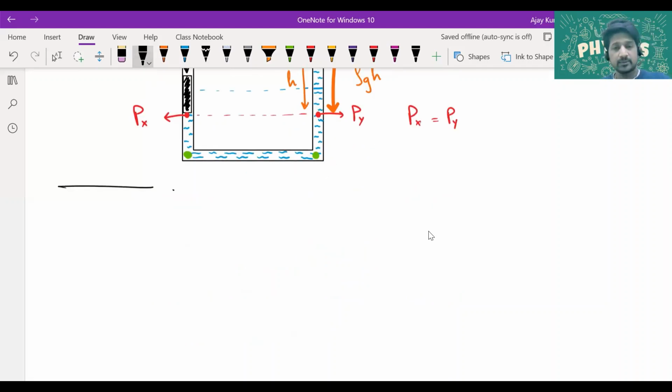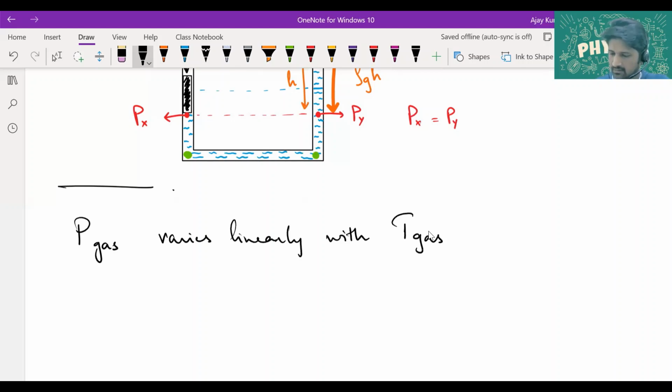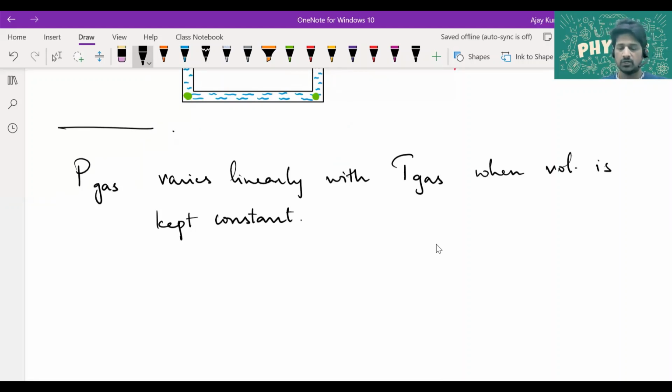It was found experimentally that the pressure of a gas varies linearly with the temperature of the gas, when volume is constant. From the experiments that they conducted in olden days, they came to know this. Pressure varies linearly with temperature. Pressure varying linearly with temperature means what? If any quantity varies linearly with any other quantity, it means they have an equation between them, which is of this form: y is equal to mx plus c.